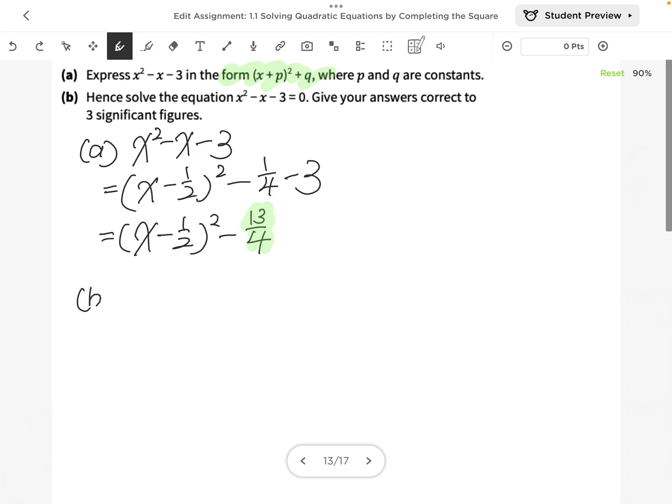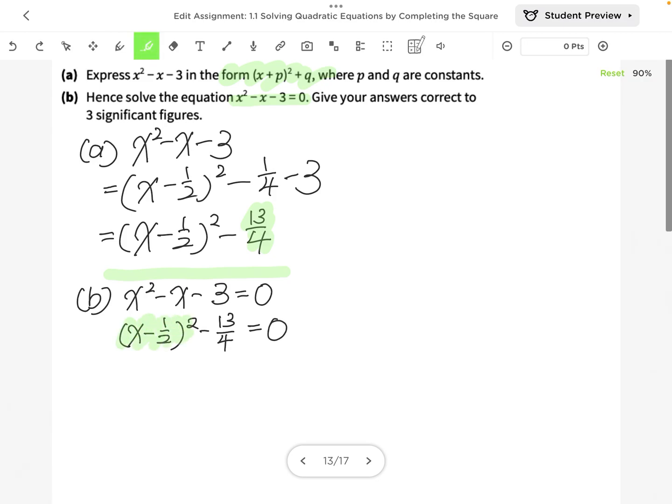Now, in part B, we need to solve the equation. So do take note that this is equivalent to this x squared minus x minus 3. Hence, first I write down x squared minus x minus 3 equals 0. So I use the equivalence: (x minus half) squared minus 13 over 4 is equal to 0. Same thing, please do not go and expand the (x minus half) squared.